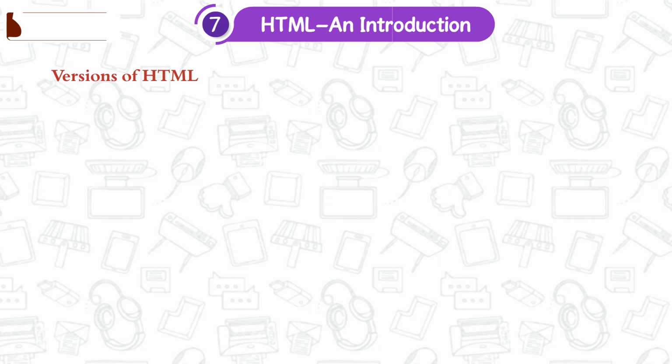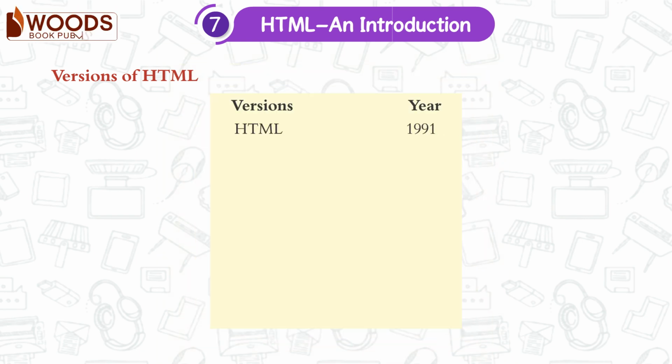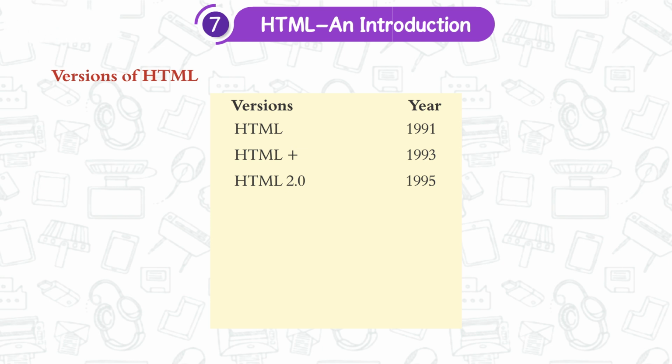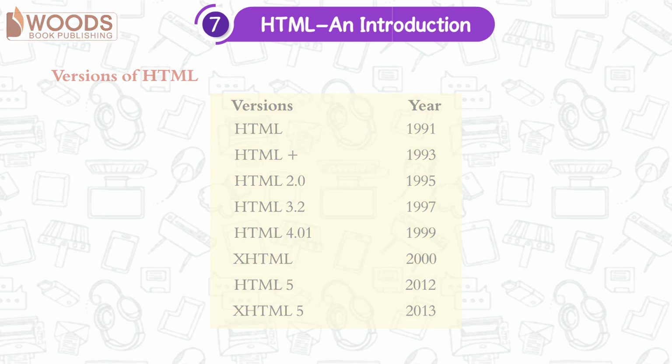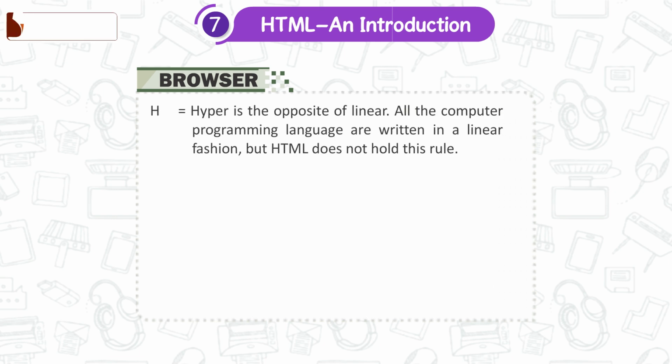Versions of HTML, with years. HTML, 1991. HTML Plus, 1993. HTML 2.0, 1995. HTML 3.2, 1997. HTML 4.01, 1999. XHTML, 2000. HTML5, 2012. XHTML5, 2013.